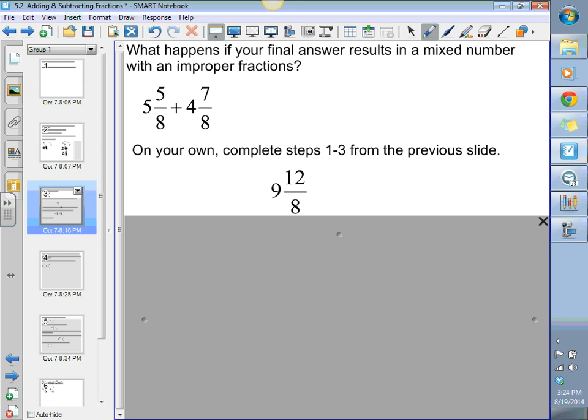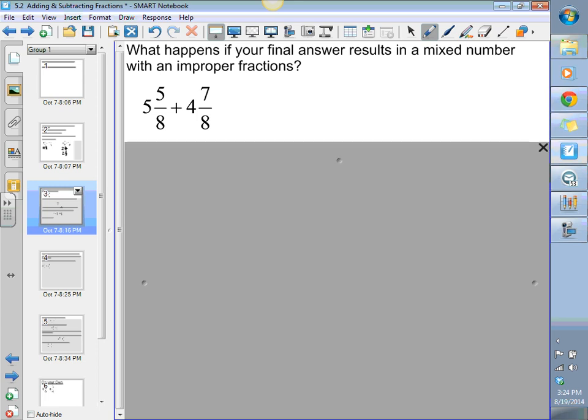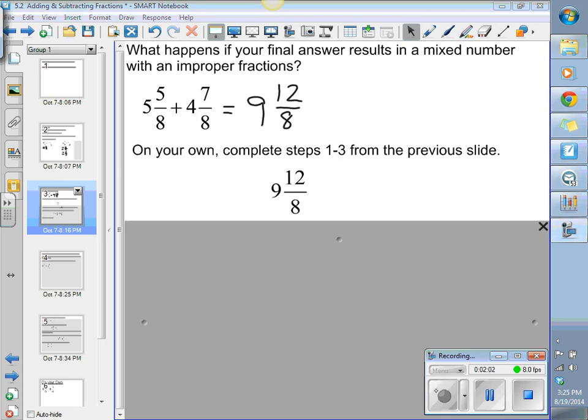So we get 5 plus 4 gives us 9. 5/8 plus 7/8 gives us 12/8. So we've got 9 12/8.